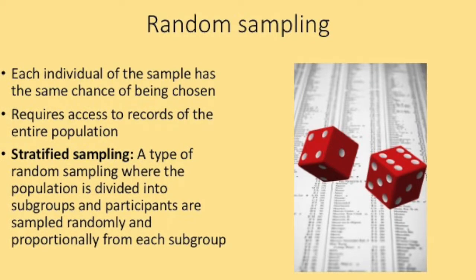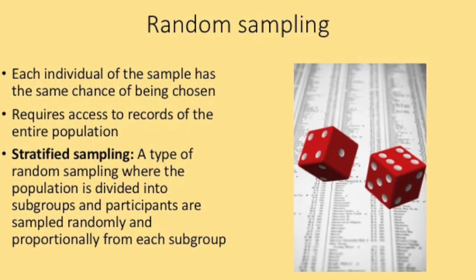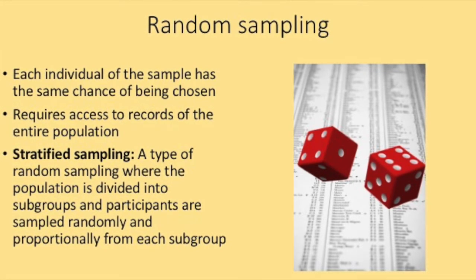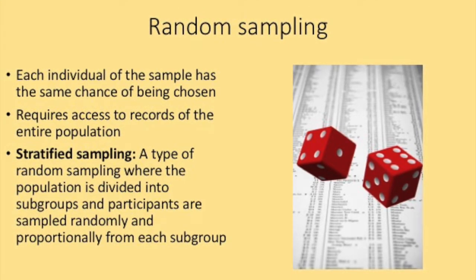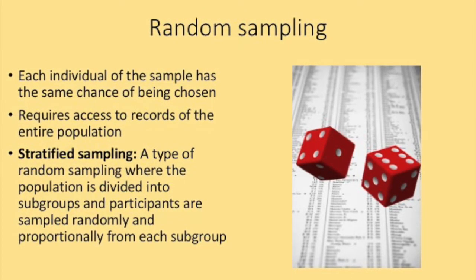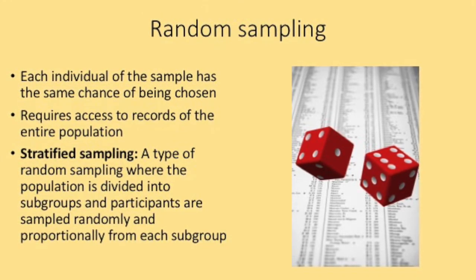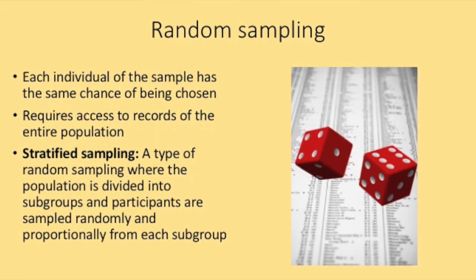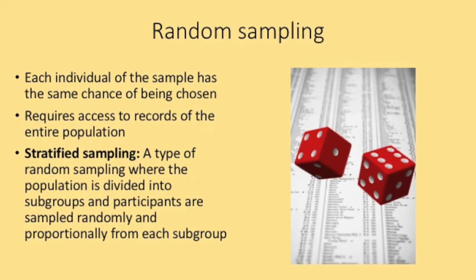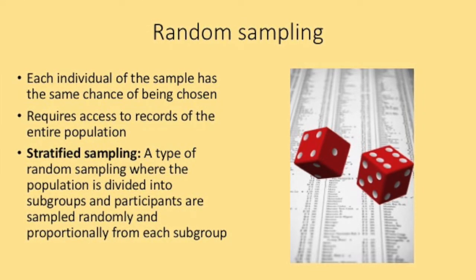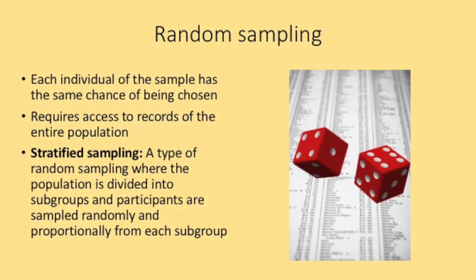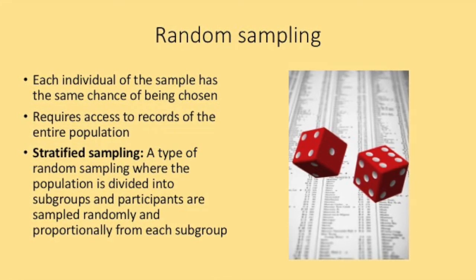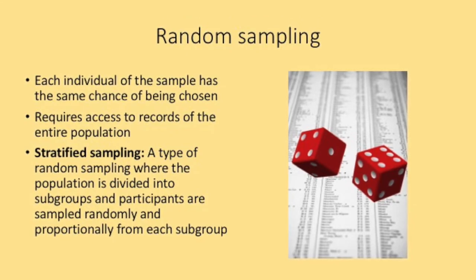Random sampling is a sampling technique where each individual of a target population has the same chance of being sampled. This is usually only possible if the target population is very specific and the researchers have access to records for the entire population. A type of random sampling is stratified sampling, in which the population is divided into subpopulations. Participants are then sampled proportionally and randomly from each subpopulation.